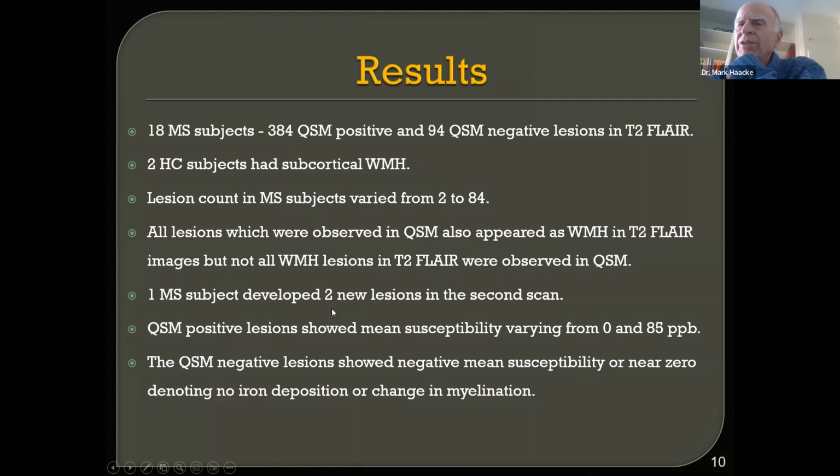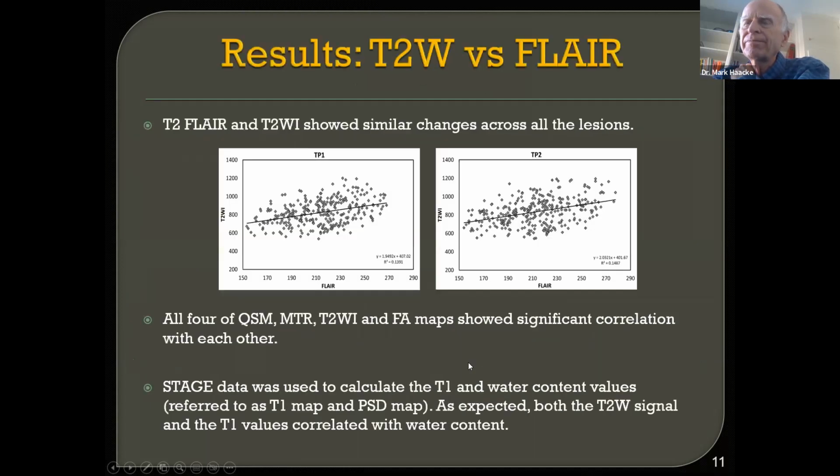One MS subject developed 2 new lesions over 6 months. The QSM positive lesions showed a mean susceptibility that varied from 0 to 85 ppb, and I'll talk more about that later. And the QSM negative lesions basically had 0 susceptibility.